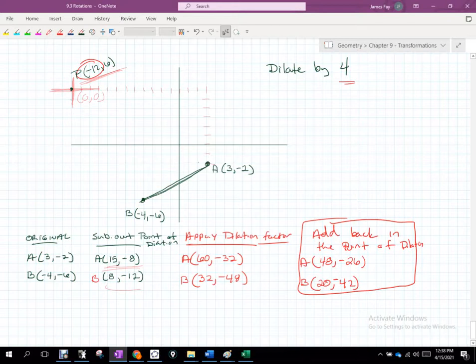And people always ask, well, why can I only rotate or dilate around 0, 0? There's other options. Okay, and that is the other options. Does that kind of make sense?